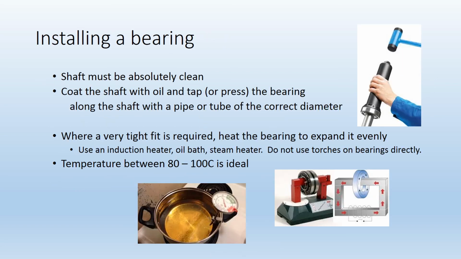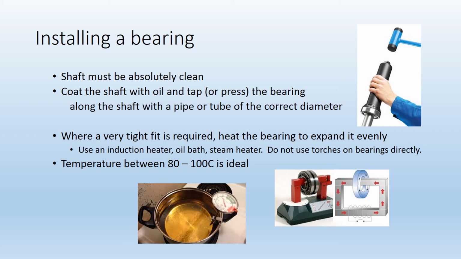When installing a bearing, the shaft must be absolutely clean. So before you install a bearing, clean up the shaft, make sure there's no burrs on it or corrosion, and coat the shaft with some oil. And then when you're installing the bearing, you can use a press or a piece of pipe of the right diameter, so that when you start to either press or tap the bearing onto the shaft, all the force is going through the tube into the inner race of the bearing. That way there's not going to be any forces transmitted through the actual roller element.